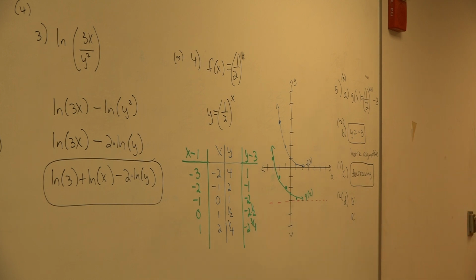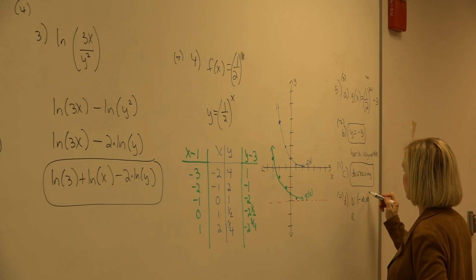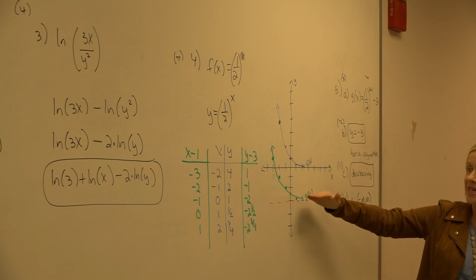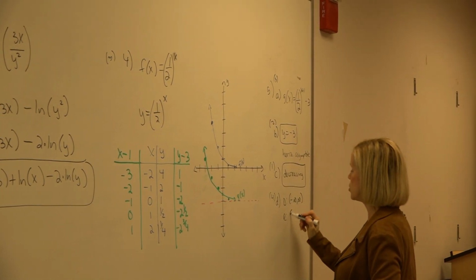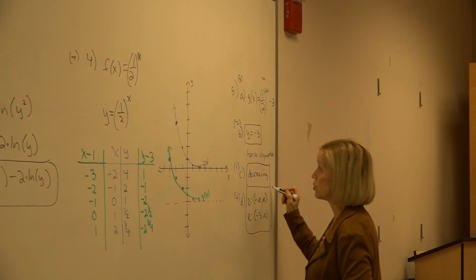So the domain, normally for an exponential function, is all real numbers. Shifting it left 1 unit is not going to affect all real numbers. So our domain is negative infinity to positive infinity. Our range is low to high. So normally it's 0 to infinity, but we shifted down 3 units, and we now have this horizontal asymptote. So now my range is negative 3 to infinity. That was worth 4 points.